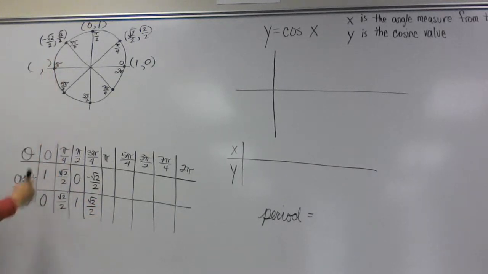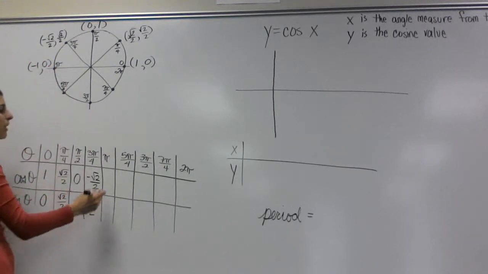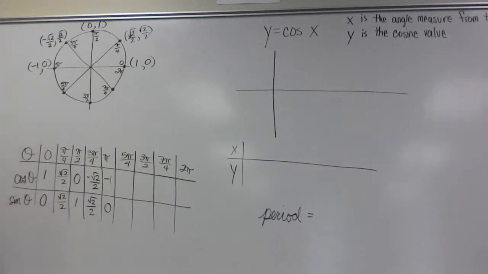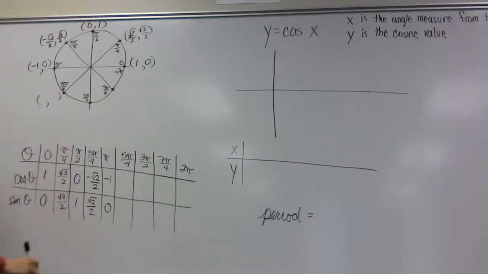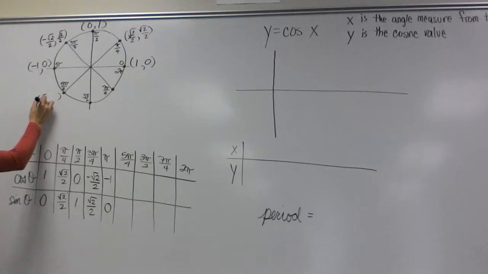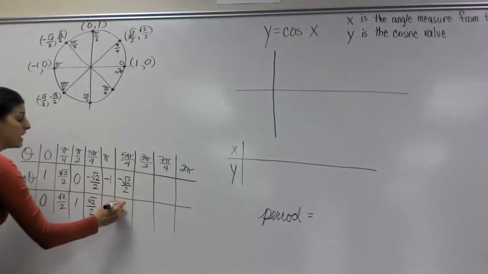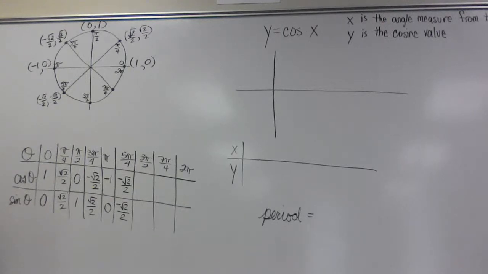My ordered pair at pi is what? Negative 1, 0. So my cosine value at pi is negative 1. My sine value at pi is 0. My 5 pi over 4 angle has an ordered pair of what? Negative square root of 2 over 2, negative square root of 2 over 2. Very good. So my cosine value would be negative square root of 2 over 2, and my sine value is also negative square root of 2 over 2 at 5 pi over 4.